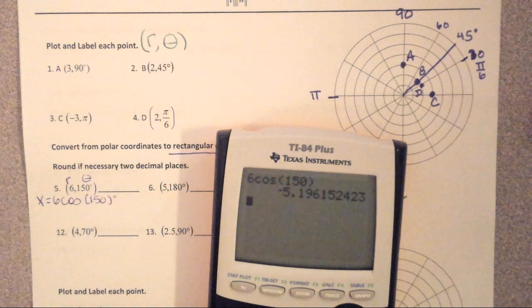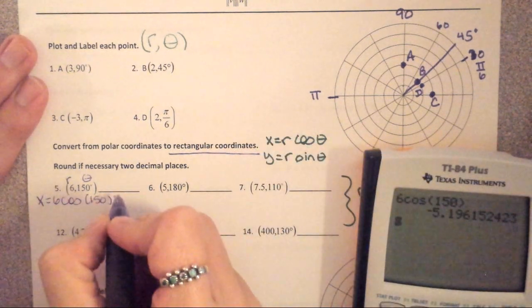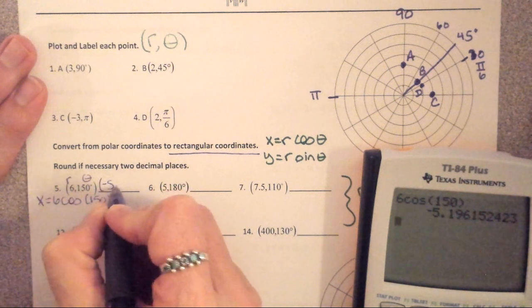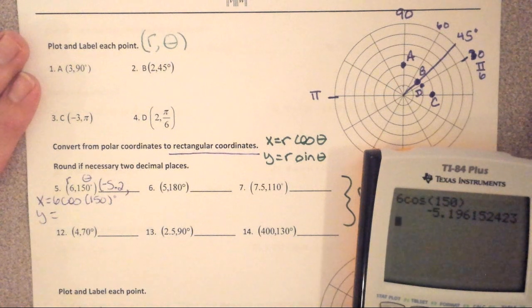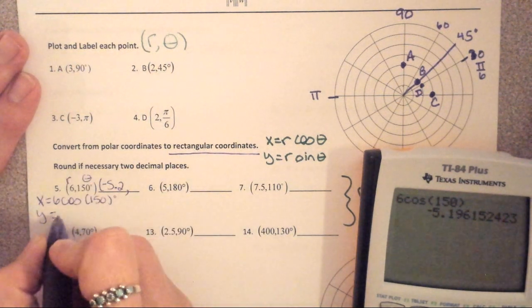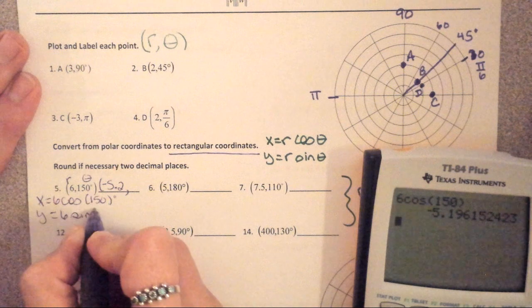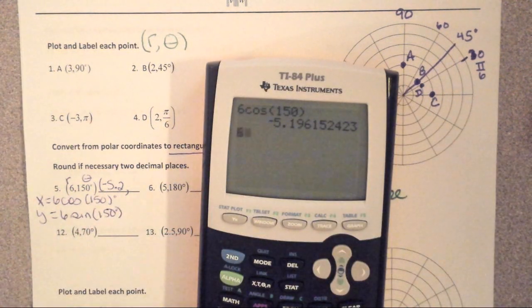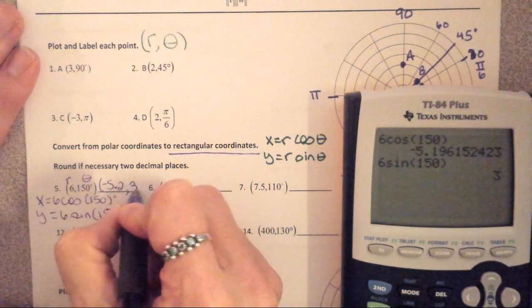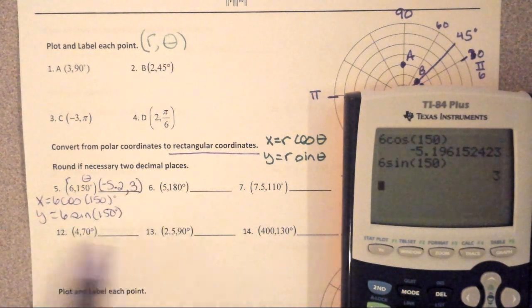So my x coordinate is negative 5.2, comma. Now I'm going to go find my y coordinate. It's the exact same formula, except I'm going to change the word cosine to sine. Okay, I'm going to go to my calculator. I'm going to type it in again. 6 times sine of 150 degrees, and we get 3. So my y coordinate is 3. You're going to do the same thing for all 6 of these.